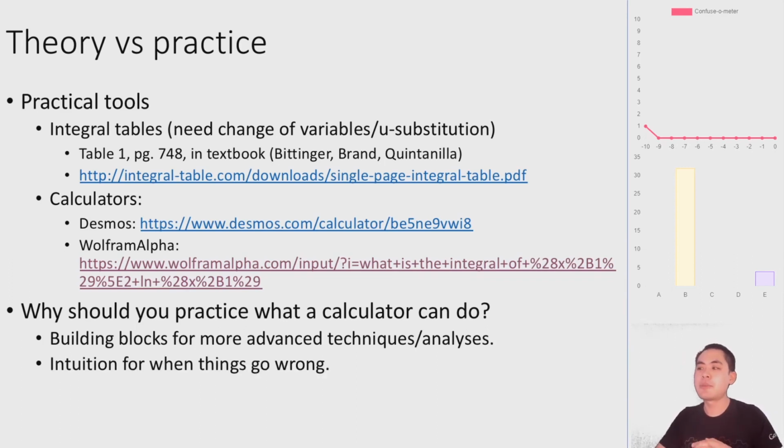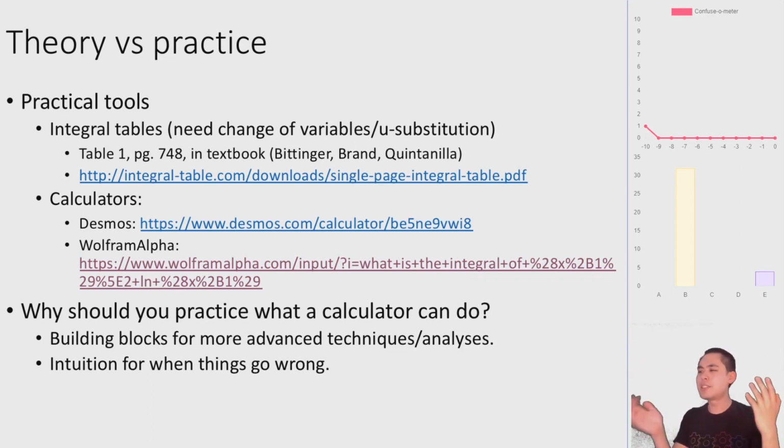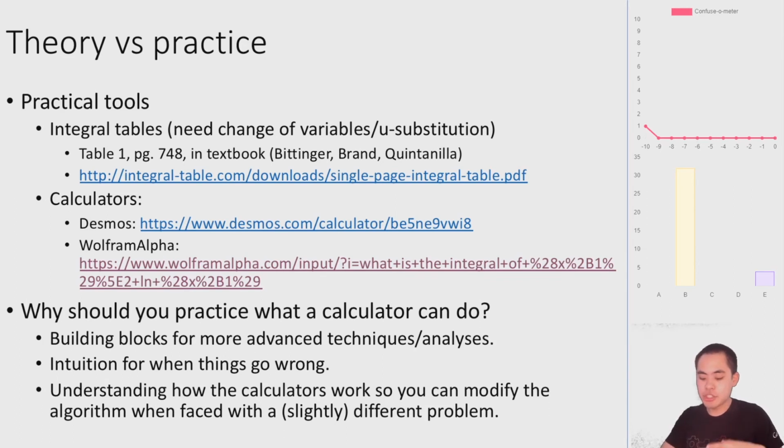The other is so you have some intuition for when things go wrong. Like, if you take an integral of a strictly positive function and you get a negative number, then you know something went horrendously wrong. Because the area under the curve of something strictly positive is going to be positive, so you should get a positive number. Building that sort of intuition is also really important. And the last thing is you should understand how calculators work so that you can modify the algorithm when faced with a slightly different problem.